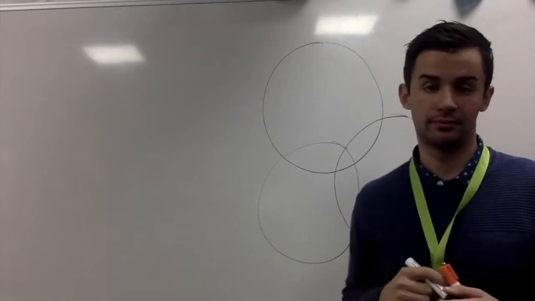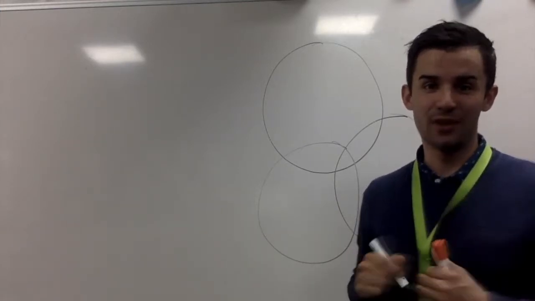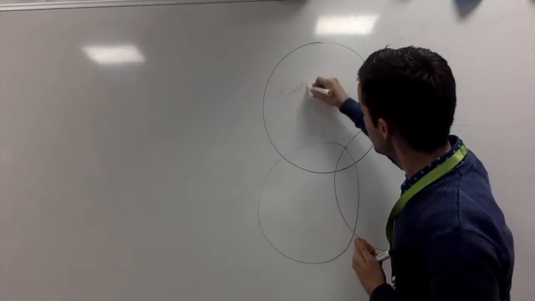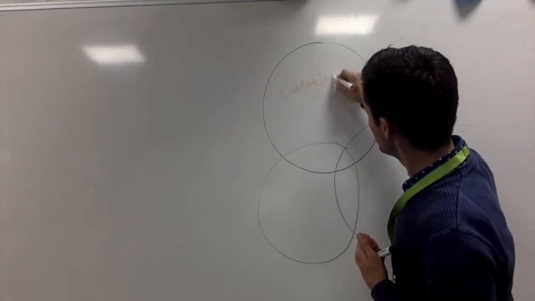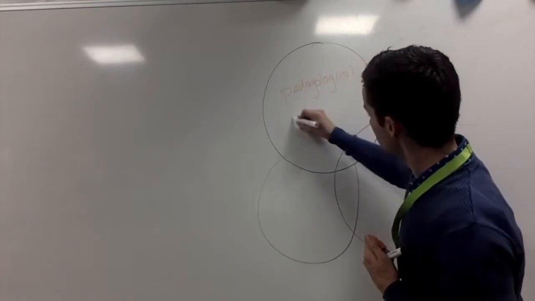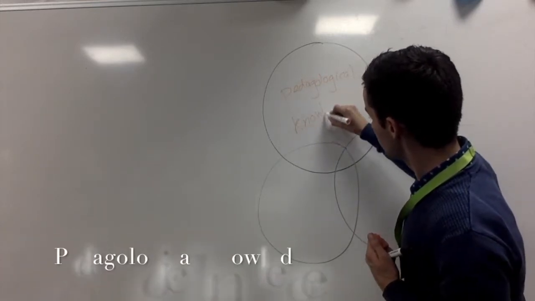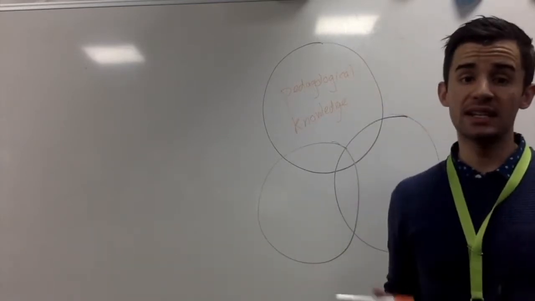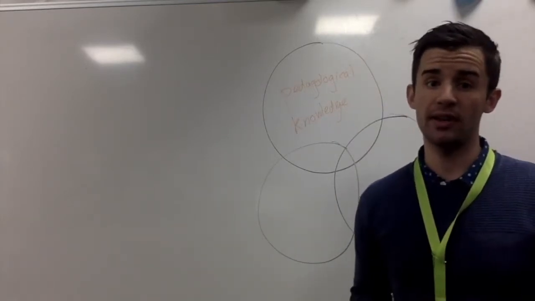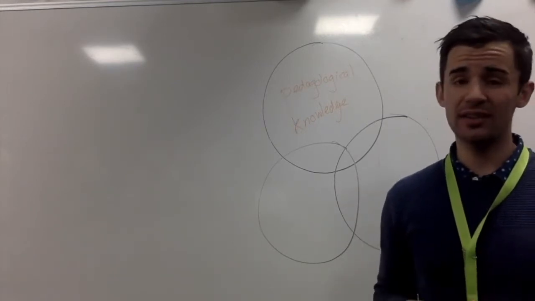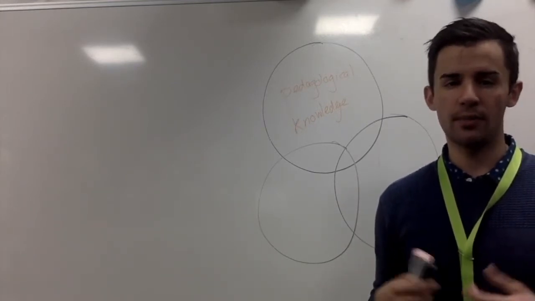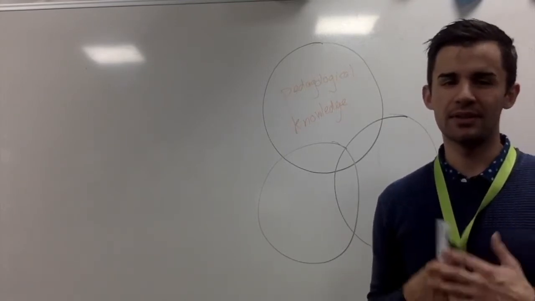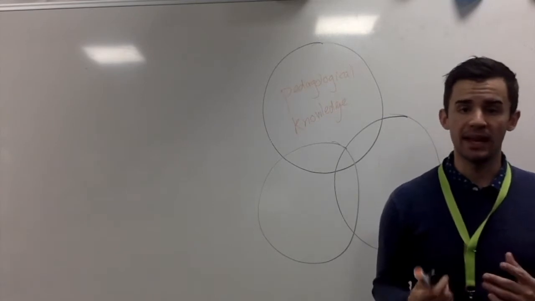So one circle would be pedagogical knowledge. This is the firm understanding of what it takes to teach appropriately. Knowledge of student learning styles, the value of teaching, the purpose of it, and how to assess its success. This also encompasses appropriate classroom management and planning.